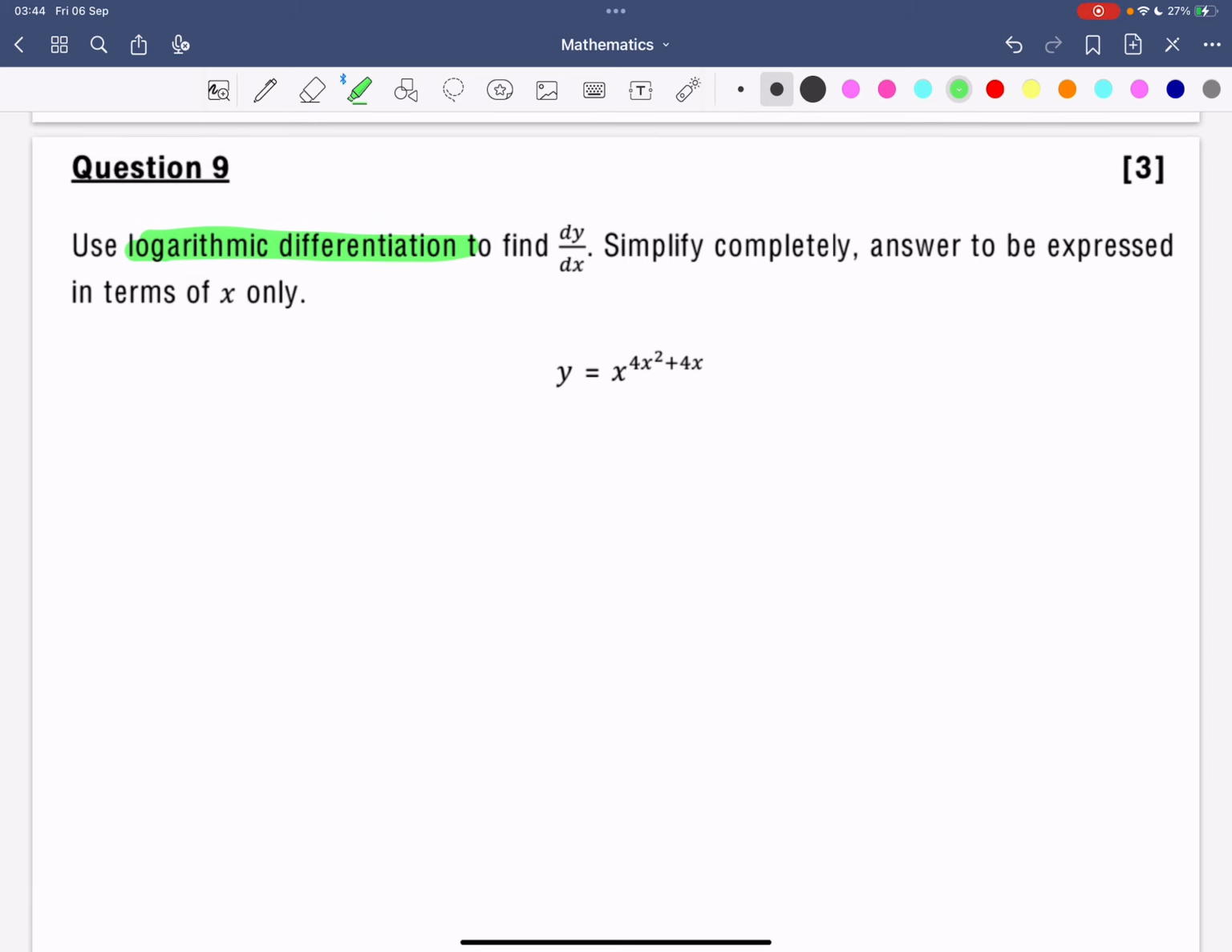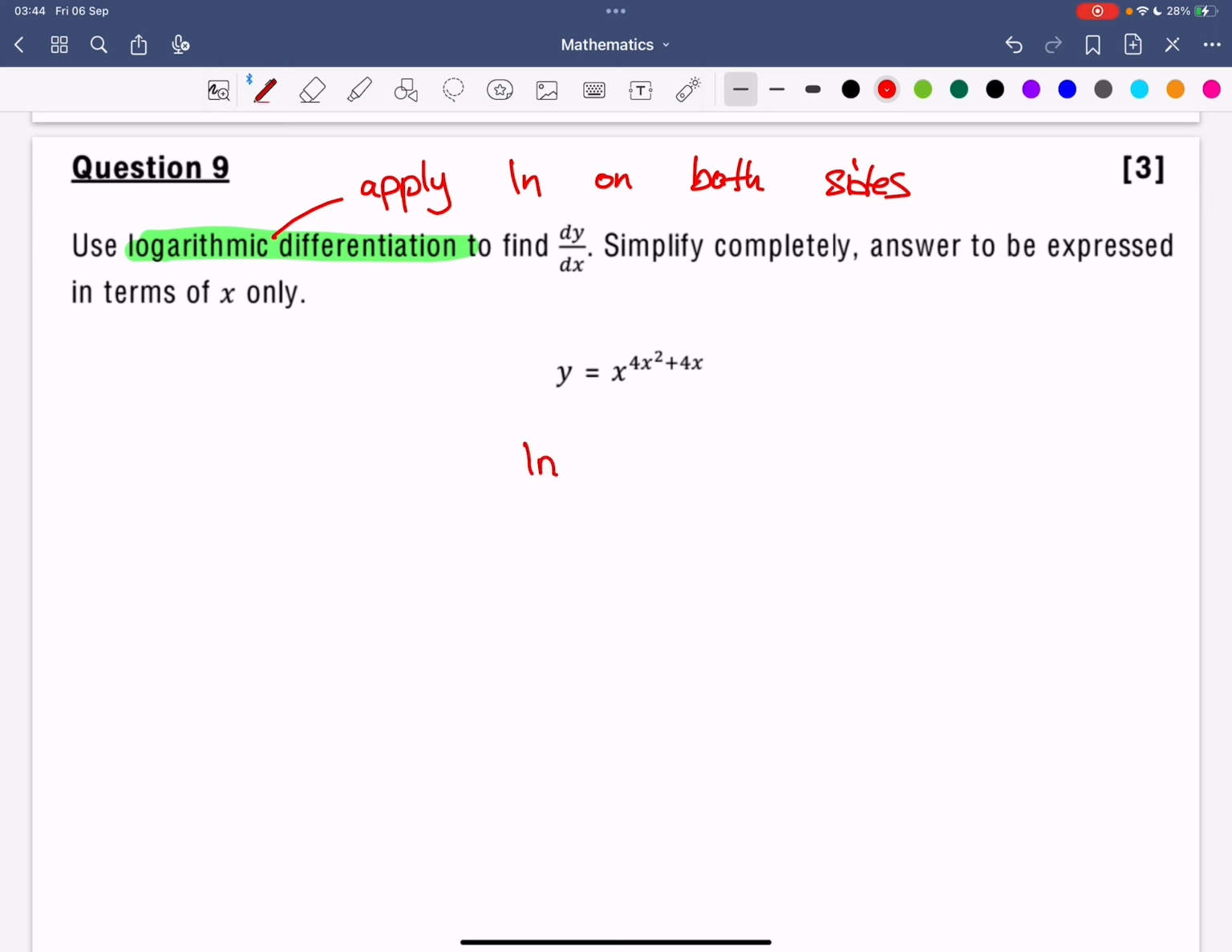So whenever they say use logarithmic differentiation, we have to apply ln on both sides. So that's one thing you need to know. Whenever you see the words use logarithmic differentiation, you're going to apply ln on both sides. That's the first catch that you need to do here. And why are you going to do that? This will help you to simplify your problem further.